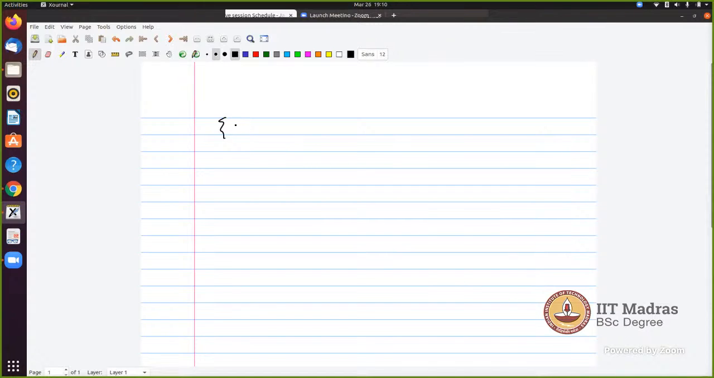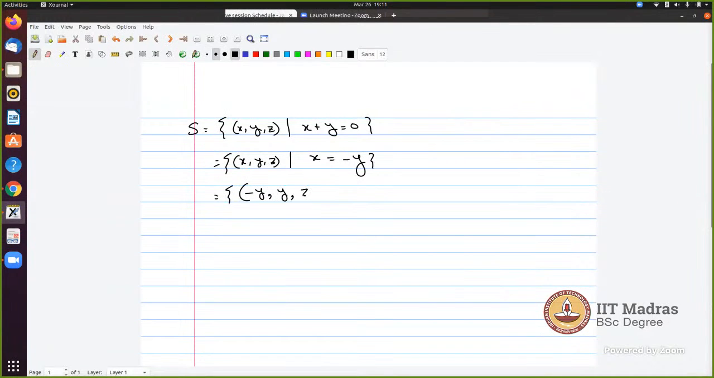Can you see my screen? Yes, sir. So this is the set you are talking about, right? Yes, sir. This is the set. So what does it mean? I can write it like this also, right? So x equal to minus y, correct? Yes, sir.